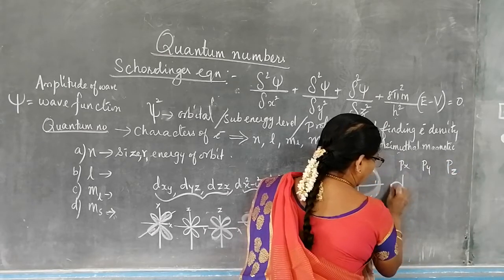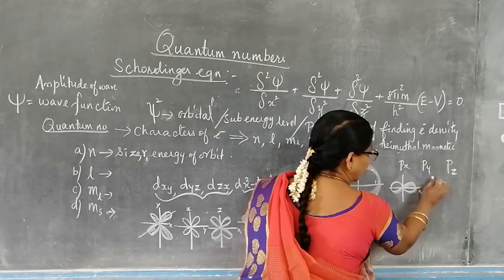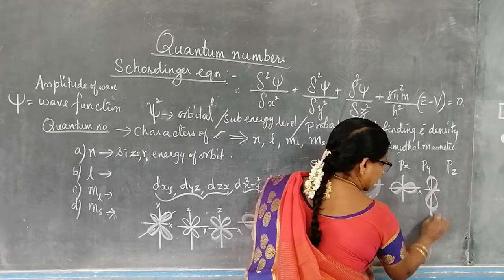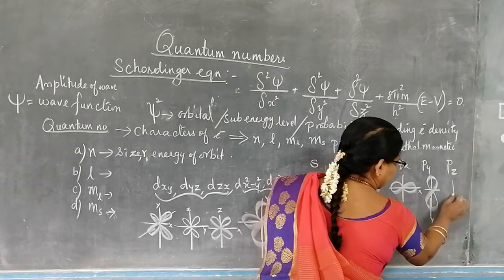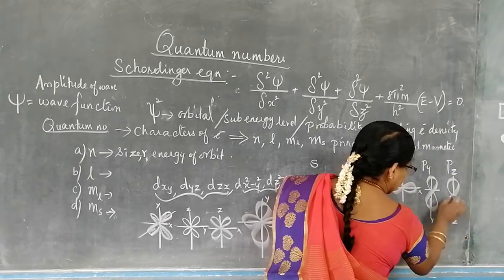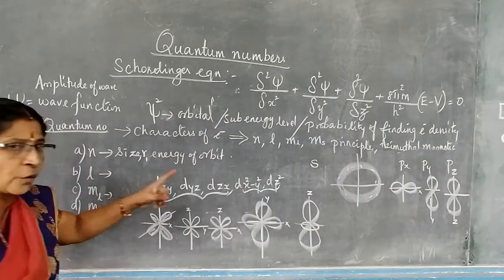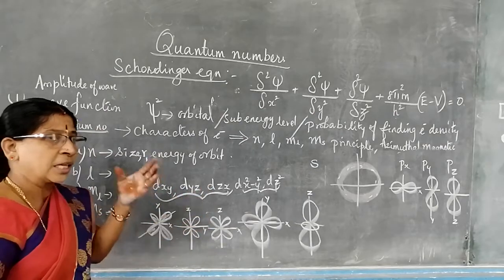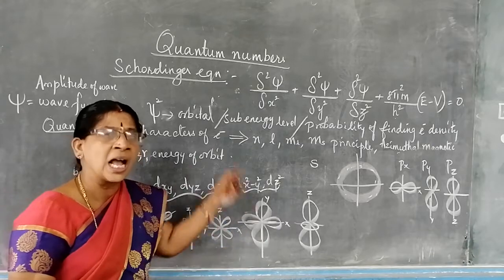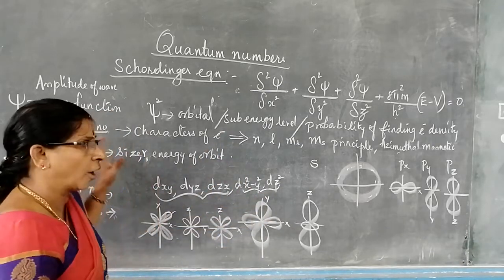Px means it will come along the x axis. Py comes along the y axis. Pz, this is Z. You have to write that it is the Z axis, then only it is correct. Now we have understood what orbitals are. The region of probability of finding electron density around the nucleus in space is called an orbital.